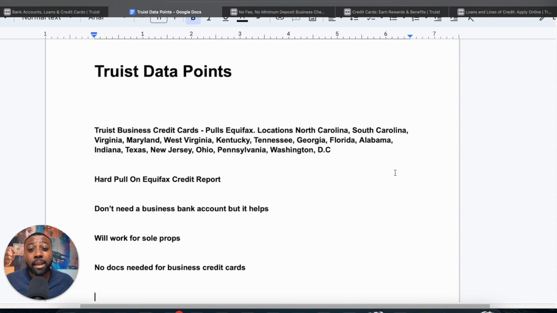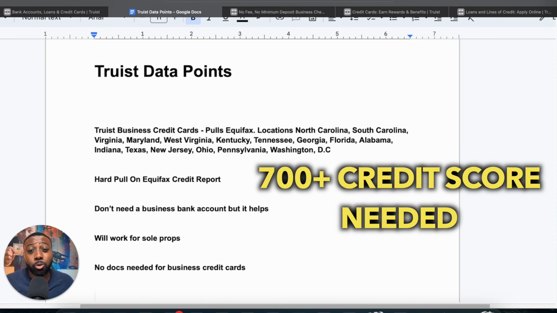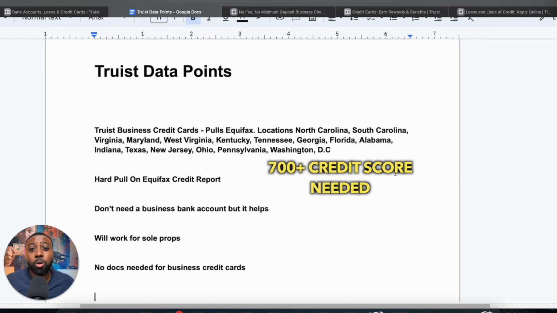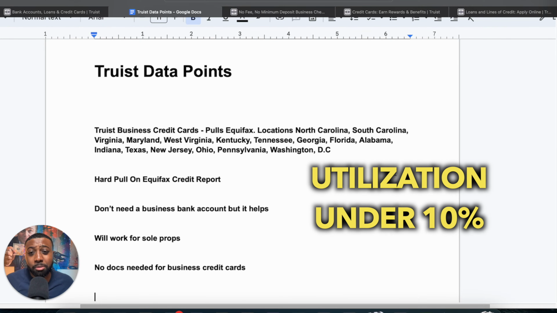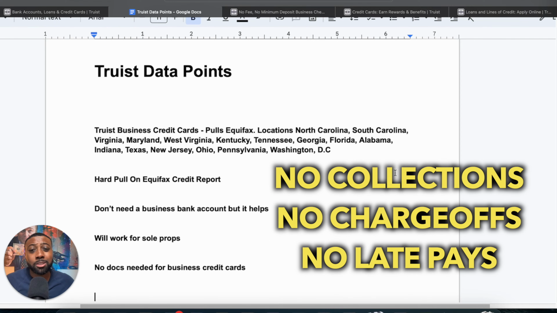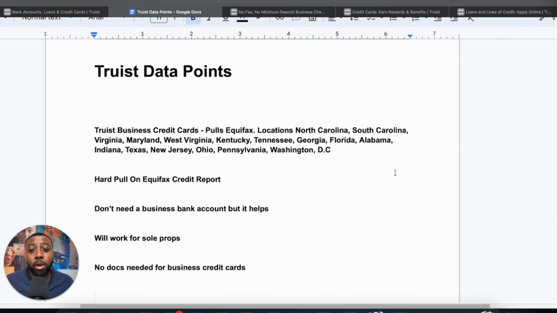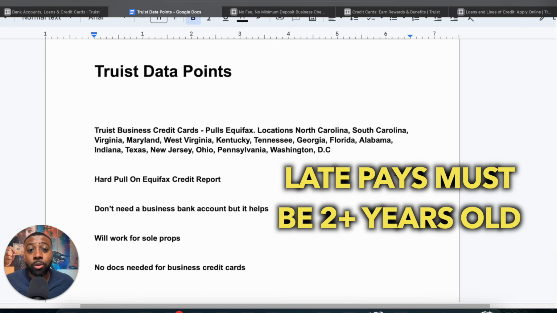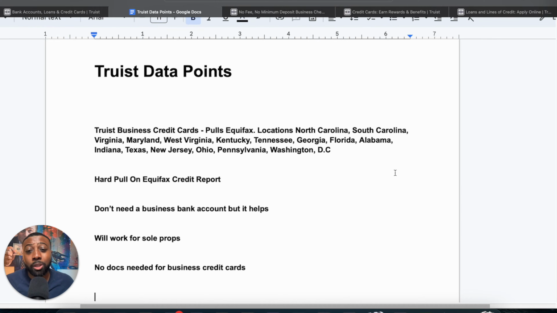And if you want to know what that is, I would suggest that you don't have anything below a 700 credit score. Right now, underwriting is very tight for any type of business funding, so you want to be as best as you possibly can. So above a 700 credit score, utilization under 10%, also no collections, no charge-offs, no late pays as well. On the late pays, if you have them, they have to be at least 2 years old. Anything newer than that is going to be really hard to get an approval. So just make sure if you do have late pays, they're at least 2 years old.